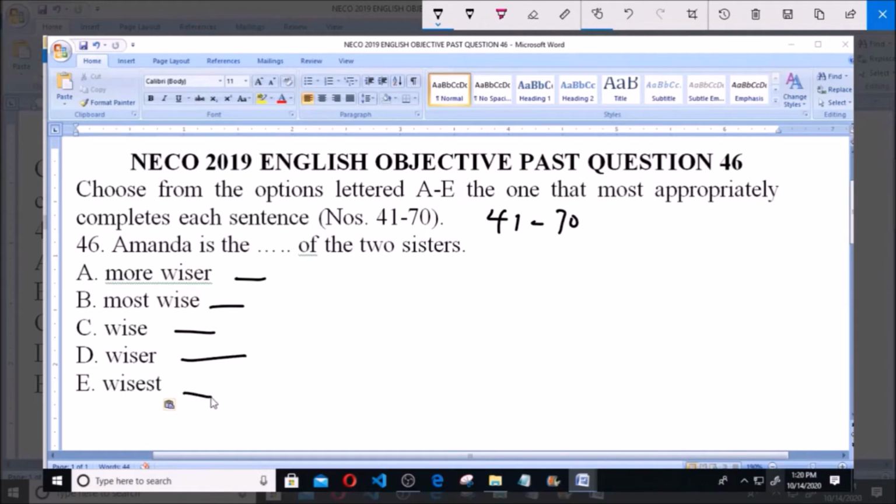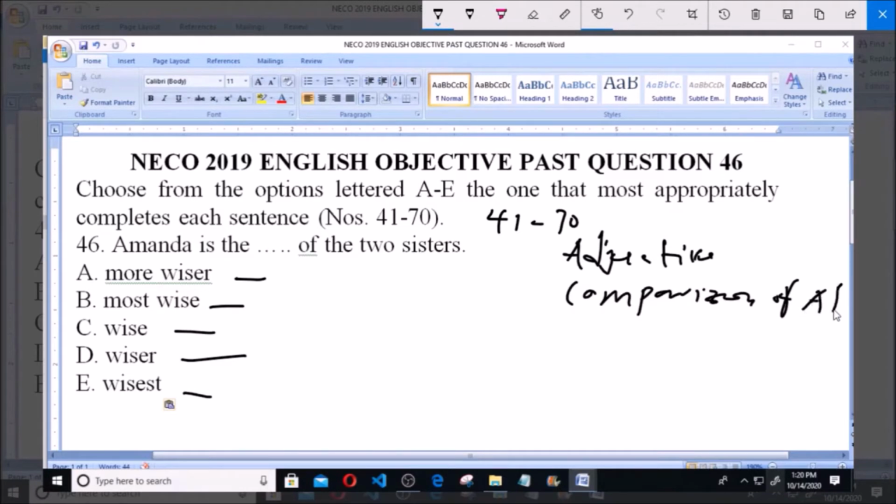Option E, wisest. Now this question is from what we call adjectives, particularly what we call comparison of adjectives. That is where this question is coming from. Under comparison of adjectives, we have what we call comparative, and then we also have what we call superlative.